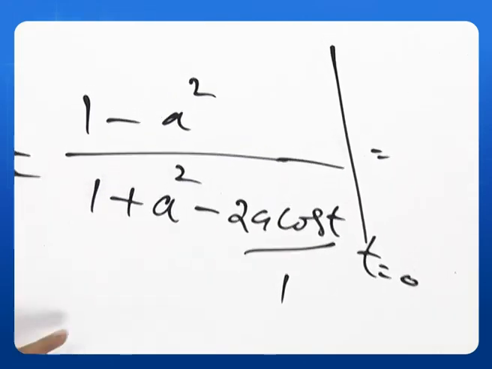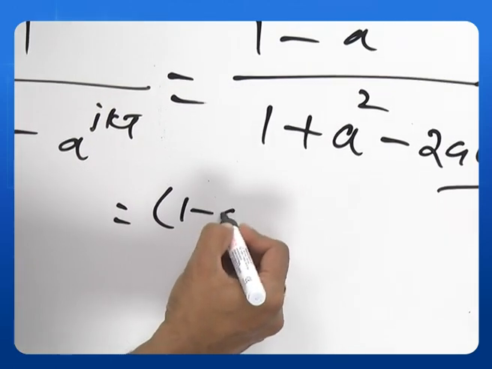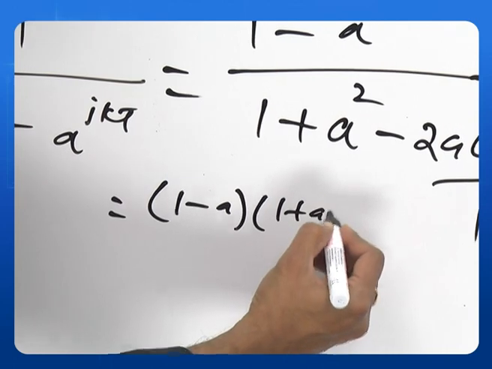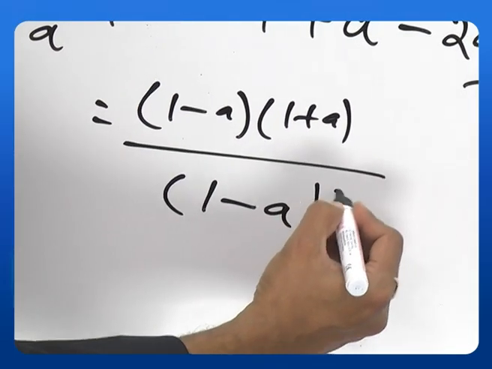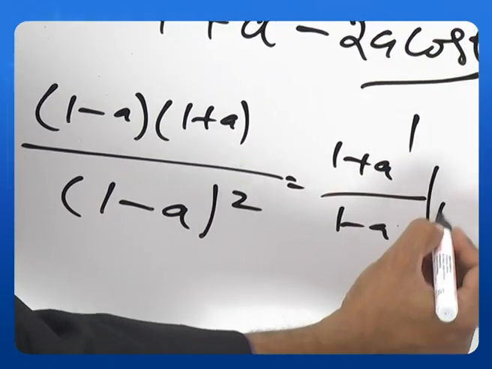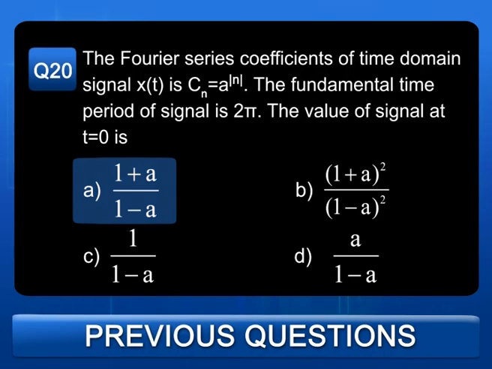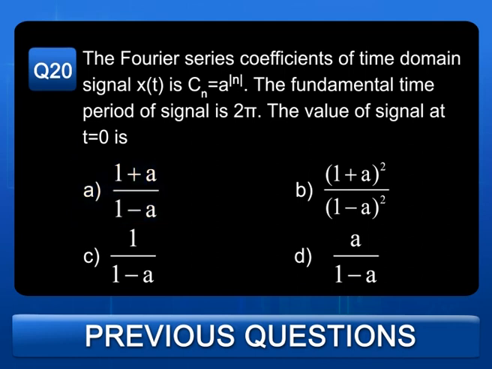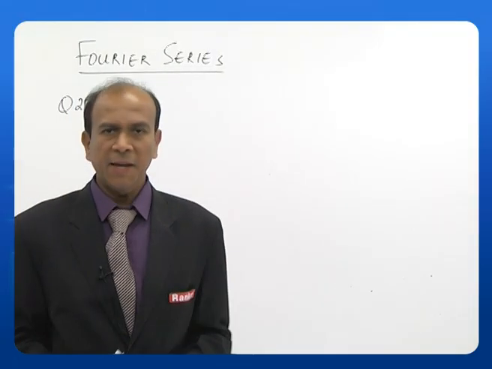What we will do is we will write this here. So, this at t equal to 0 will be equal to 1 minus a into 1 plus a, divided by 1 minus a whole square. So, the answer is 1 plus a by 1 minus a at t equal to 0. So, this is how we have to solve. This has been asked very frequently in the GATE exams. Let us see the next question.